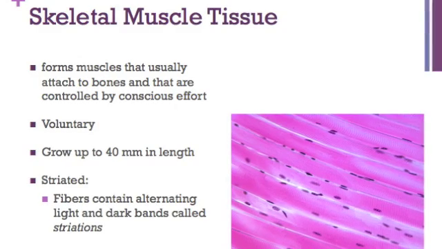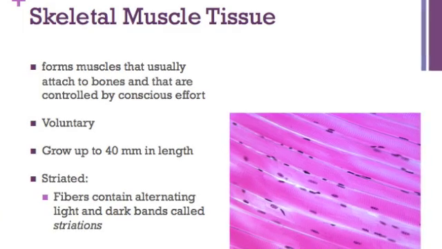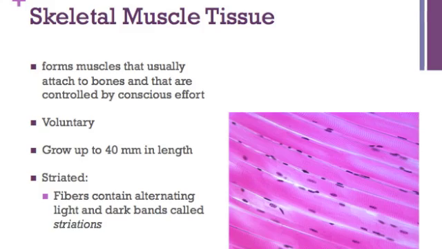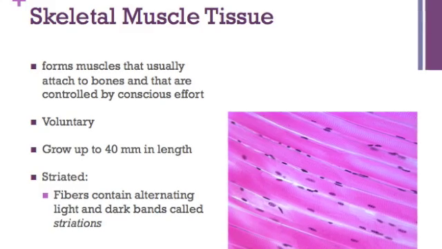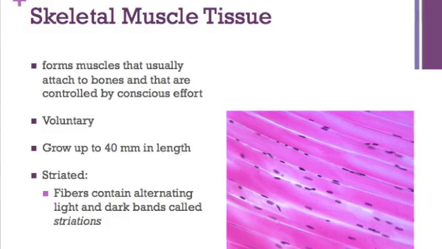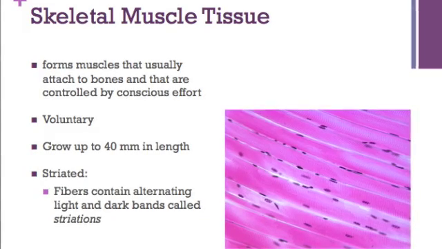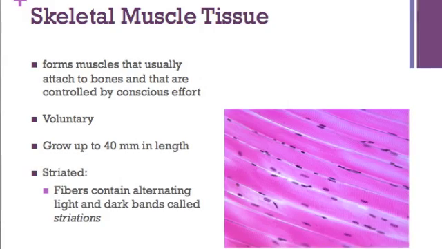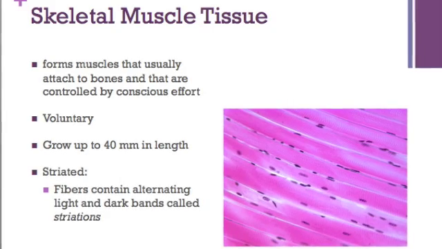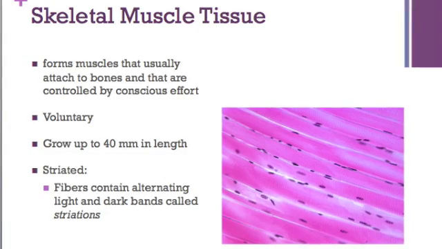Skeletal muscle tissue. Skeletal muscle tissue forms muscles that usually attach to bones and that are controlled by conscious effort. This type of tissue is named for its location. These skeletal muscles are also called voluntary. They can grow up to 40 millimeters or more in length. Skeletal muscle tissues are striated, which means the fibers contain alternating light and dark bands called striations that are perpendicular to the long axes of the fibers.